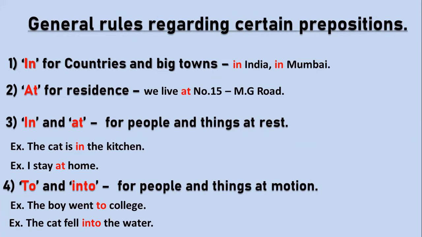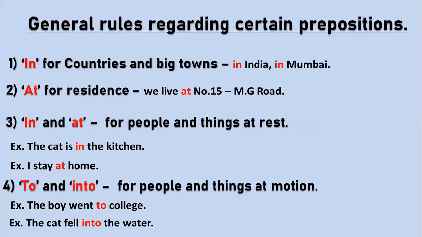These rules are here to help you understand how to use prepositions under certain circumstances. You can use the preposition in for countries and big towns. When you want to show the relation between countries or big towns, you can use in. For example, in India, in Mumbai. Next, at can be used for residence. When you want to discuss the place of residence, you can use the preposition at. We live at number 15 MG Road. So we use at here.